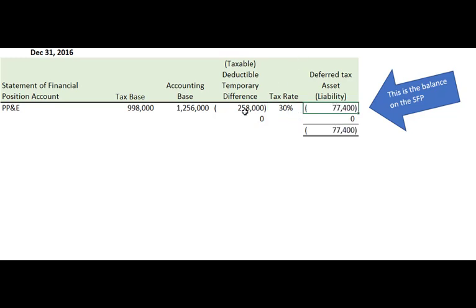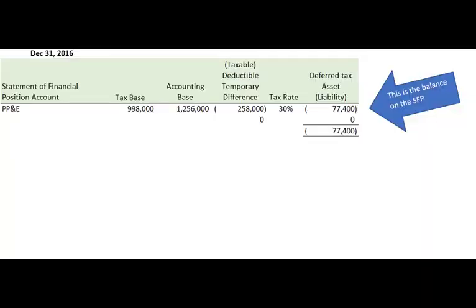This final column is simply the taxable temporary difference times the tax rate. That tells me the deferred tax, in this case, liability amount. That's what was shown on the December 31st, 2016 Statement of Financial Position for the deferred tax liability. And that's where we start for 2017. But we're not done yet.